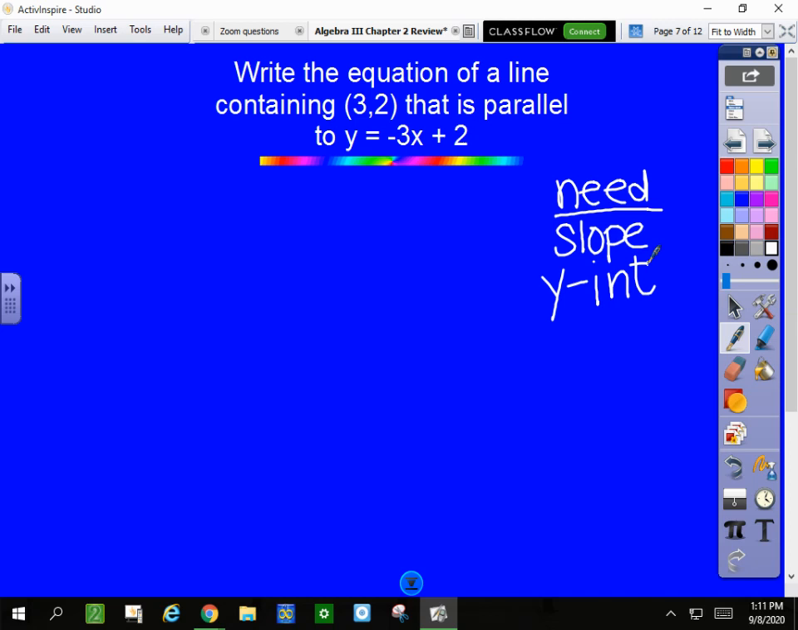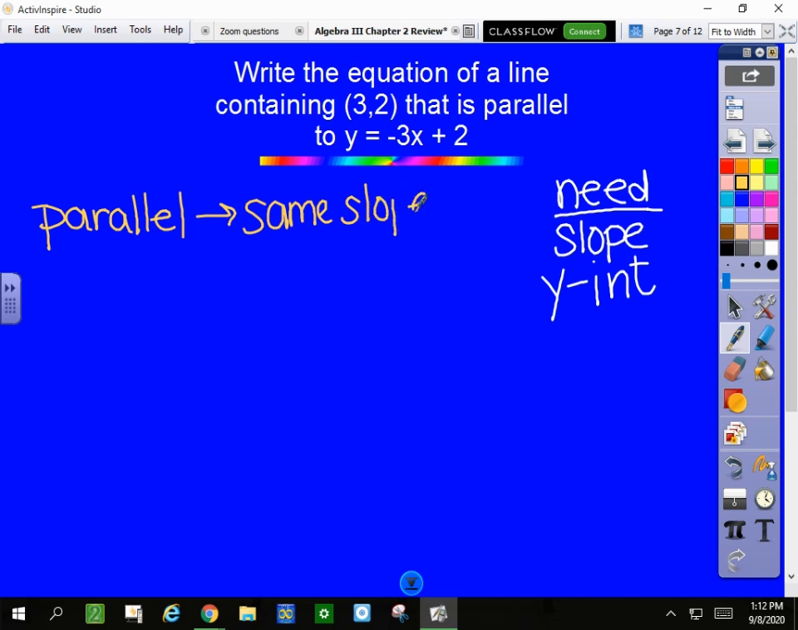However, we're told that the line we're writing an equation of has to be parallel to this line. Well, what's the slope of that line? You should know that that line's slope is -3. So if the slope of that line is -3, and we're writing the equation of a line parallel to it, the slope has to be the same. So I'll just make a note here. I have a feeling these colors aren't matching, and they should be. So parallel, same slope.